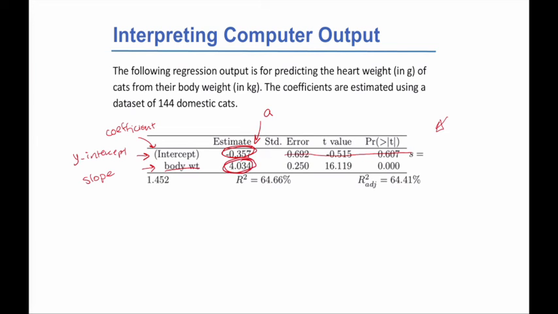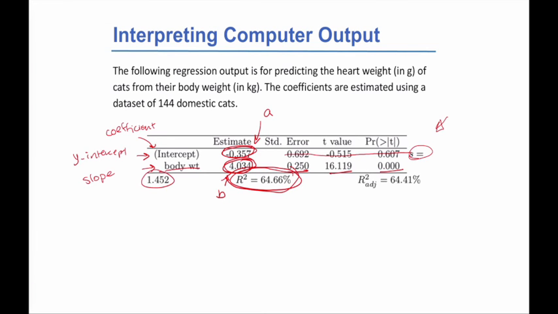The estimate, so this is the estimate of your slope, that's your B. The standard error, the t-value, and the p-value are used for confidence intervals or hypothesis testing on the slope, which we'll talk about later. And then it also will give you your R squared value.